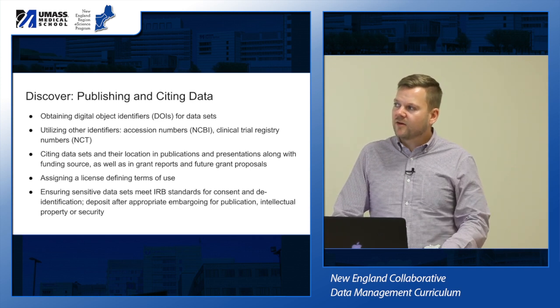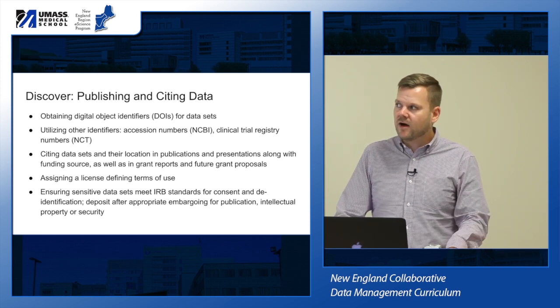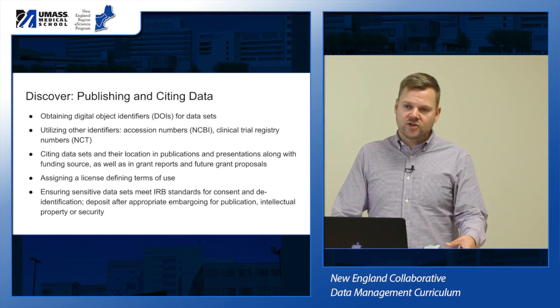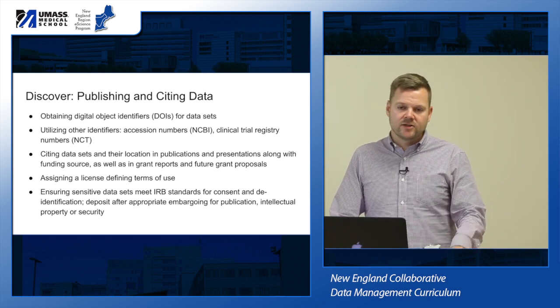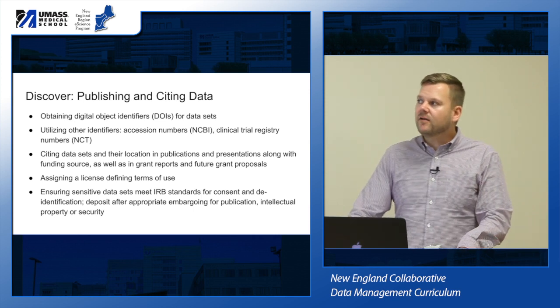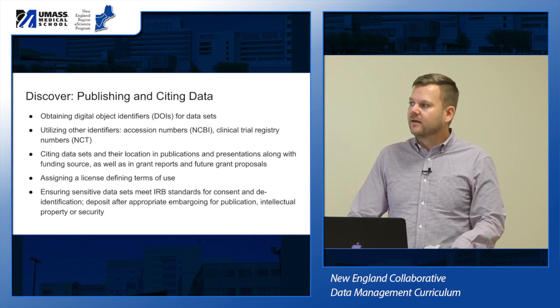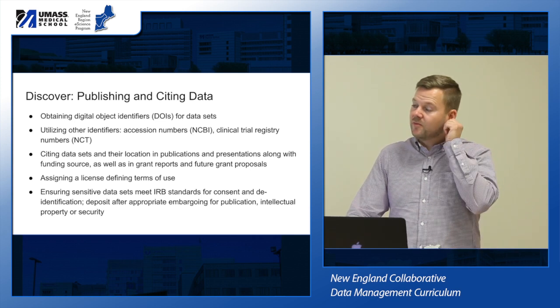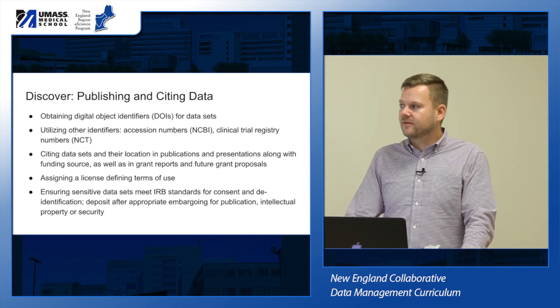And if you look at other types of IDs, things like accession numbers, if you're in the Sequence Read Archive, for example, you would get an accession number from NCBI. If you have a data set related to a clinical trial, you'll have an NCT number. All of these IDs and persistent identifiers can help people locate data after a project ends and helps people provide attribution for the people who have created those data sets.